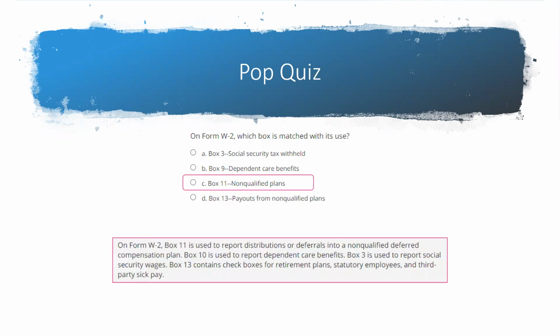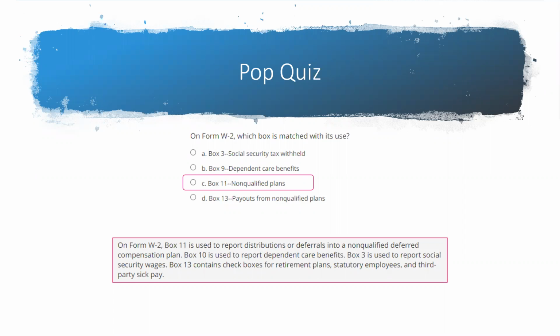So the answer is box 11 is for non-qualified plans. Box 3 is Social Security wages, not tax. And box 10 is dependent care. Doggone it, I knew it wasn't 3.